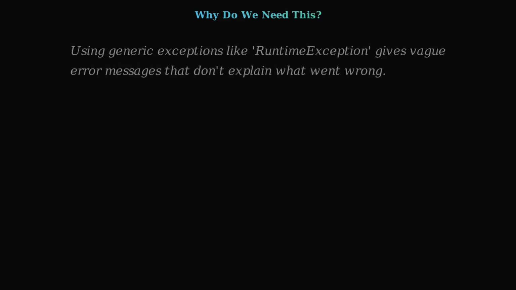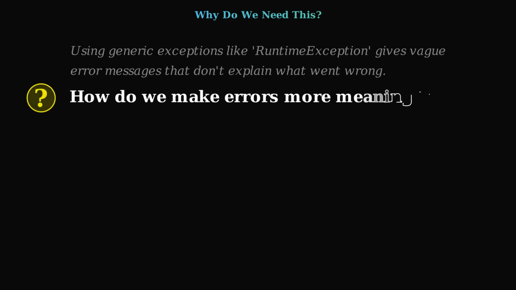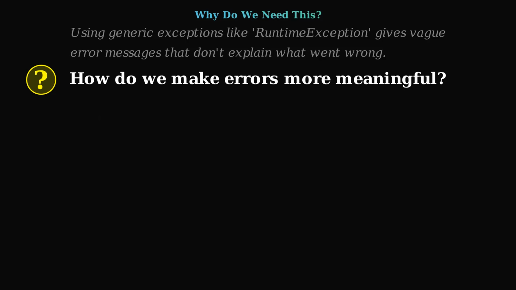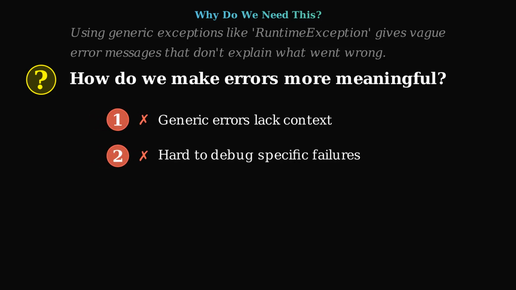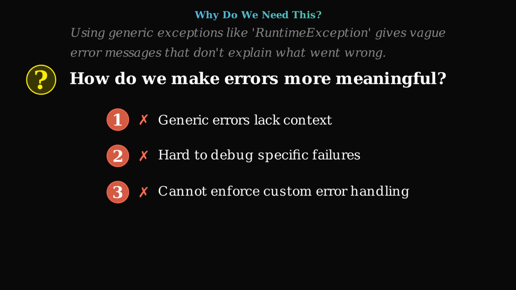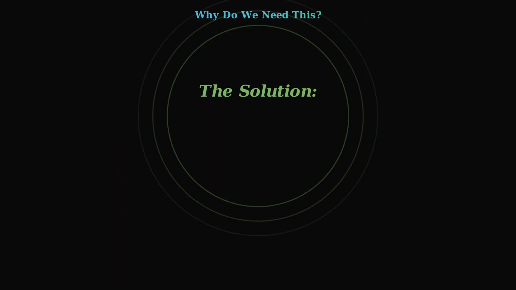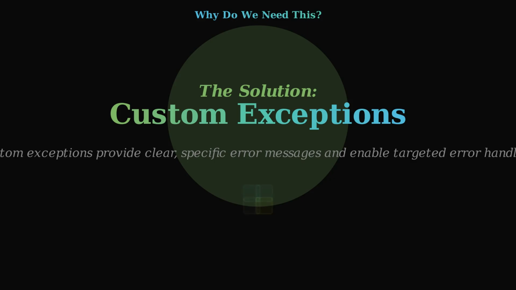Using generic exceptions like runtime exception gives vague error messages that don't explain what went wrong. How do we make errors more meaningful? Generic errors lack context. Hard to debug specific failures. Cannot enforce custom error handling. Custom exceptions provide clear, specific error messages and enable targeted error handling.